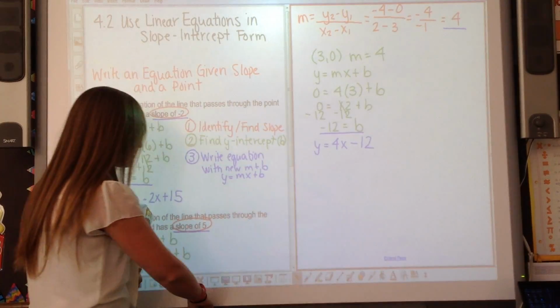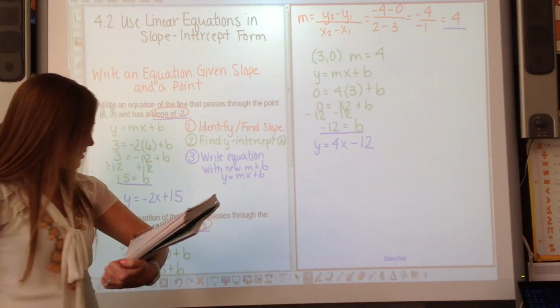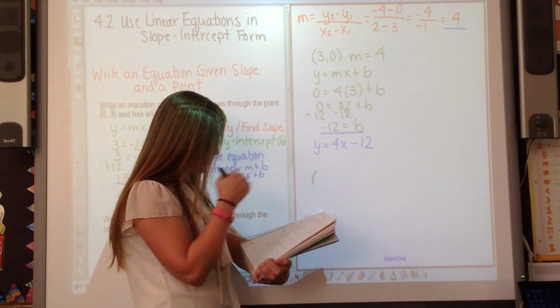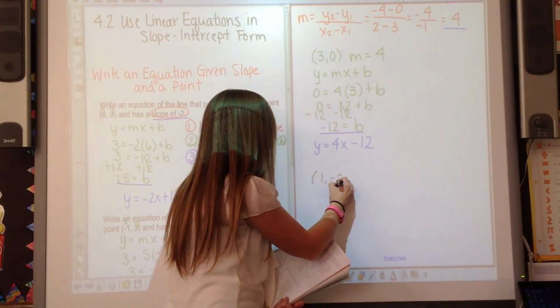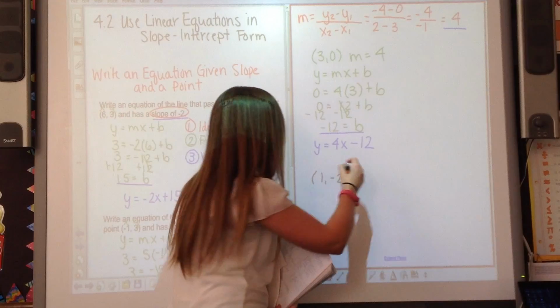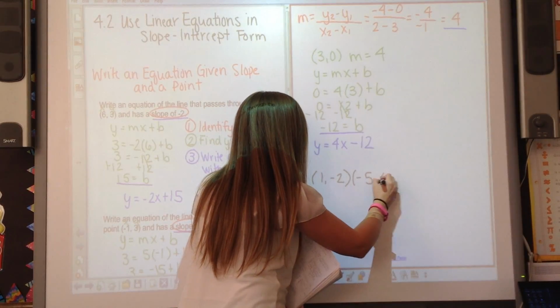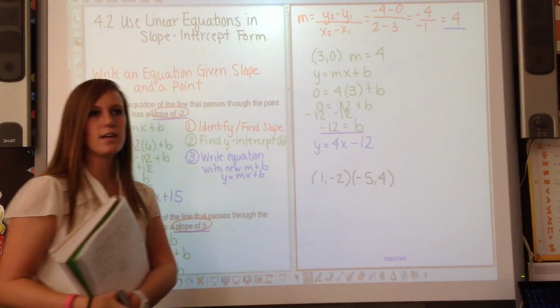Okay, your turn to try this. Write an equation of a line when you have the ordered pairs 1, -2, and -5, 4. Push pause and try that now.